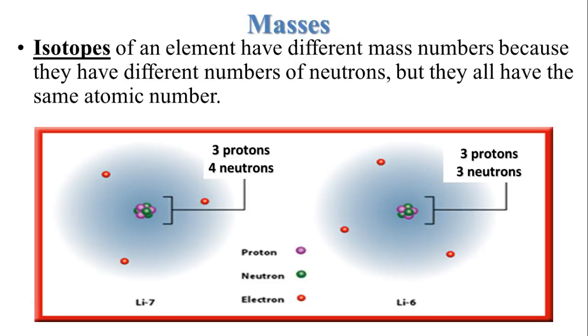Now essentially what that means is that this particular lithium has 7 particles in its nucleus, right? Because we have 4 neutrons plus 3 protons. This particular lithium has 3 protons and 3 neutrons in the nucleus. So this lithium over here is actually a little bit heavier because of that. It's got a little bit more mass in there, so that's what's really important with this as well.